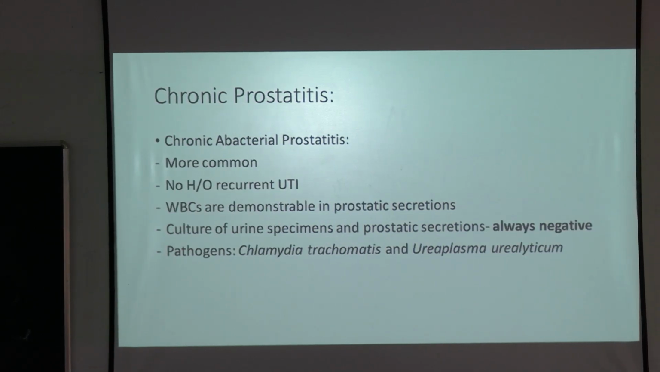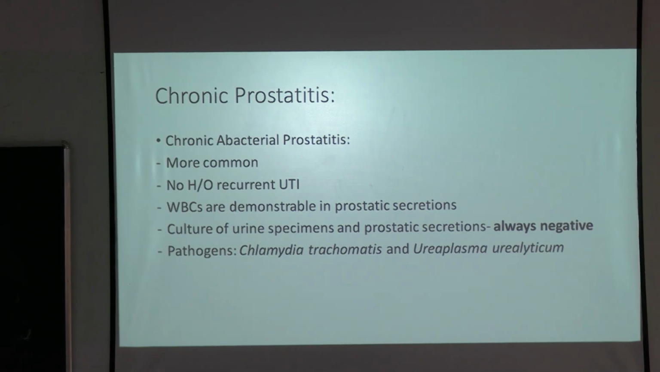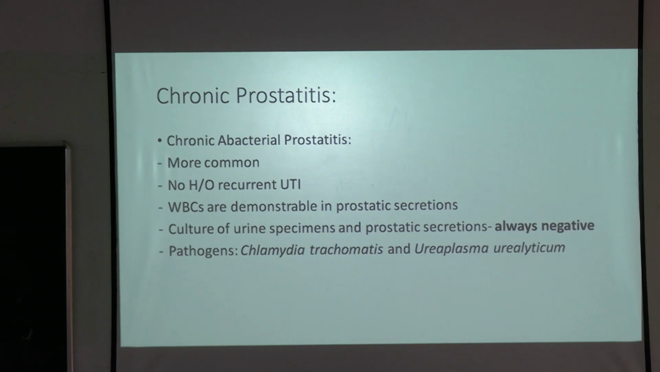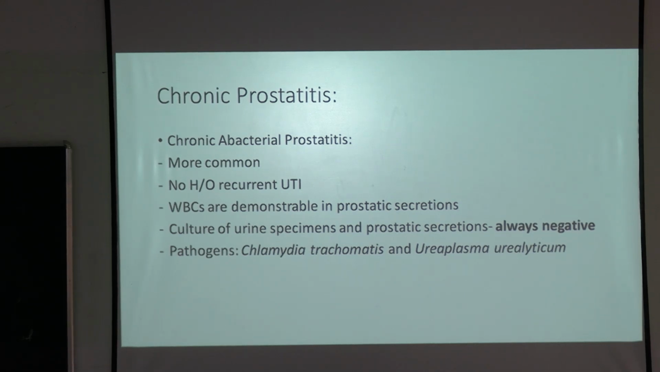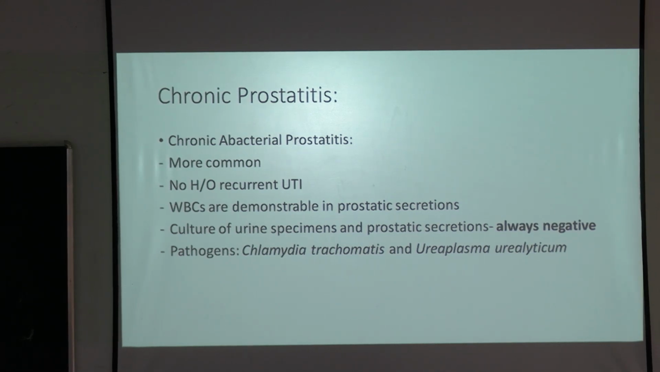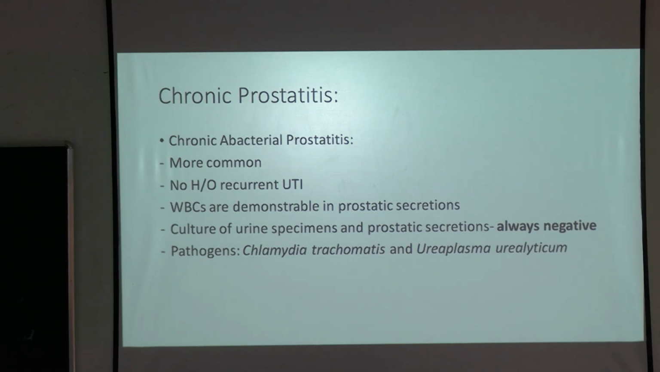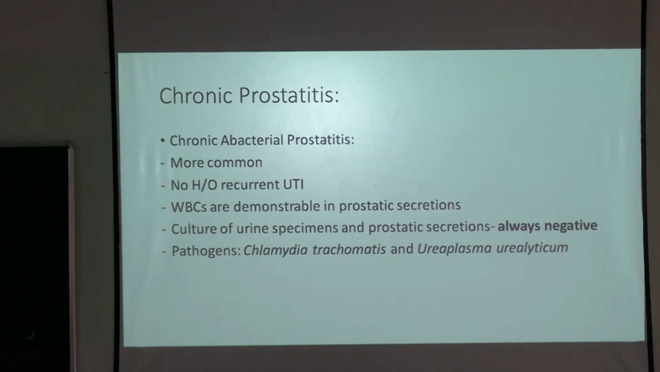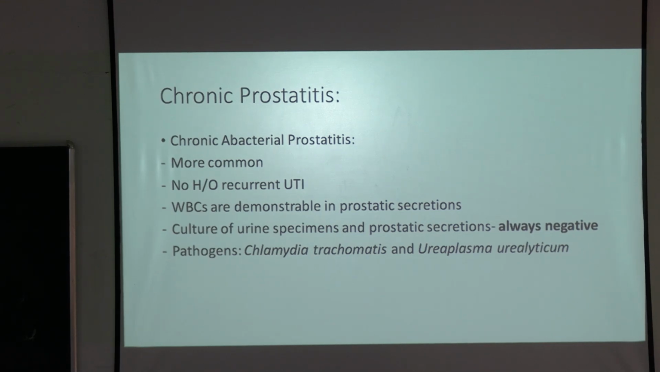Now coming to chronic abacterial prostatitis. This is more common. There will be no history of any recurrent urinary tract infection. WBCs are demonstrable in prostatic secretions, but the culture of the secretions will always be negative. That's why we call it abacterial, okay. The pathogens most commonly present are chlamydia and ureaplasma urealyticum, okay.